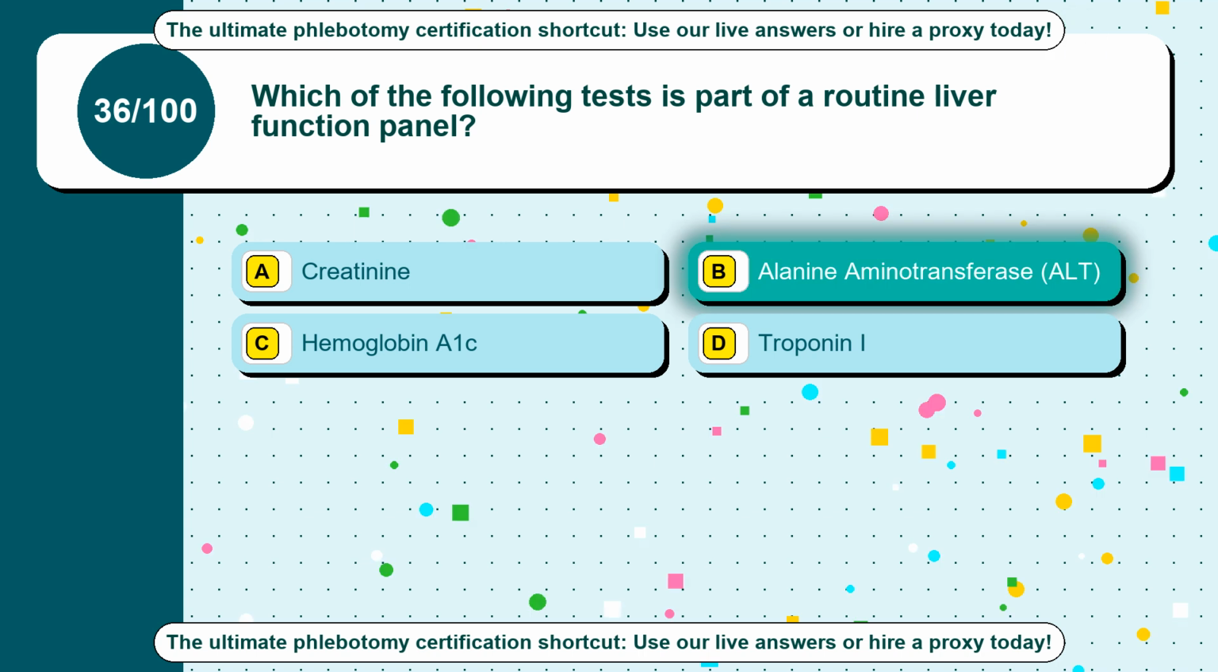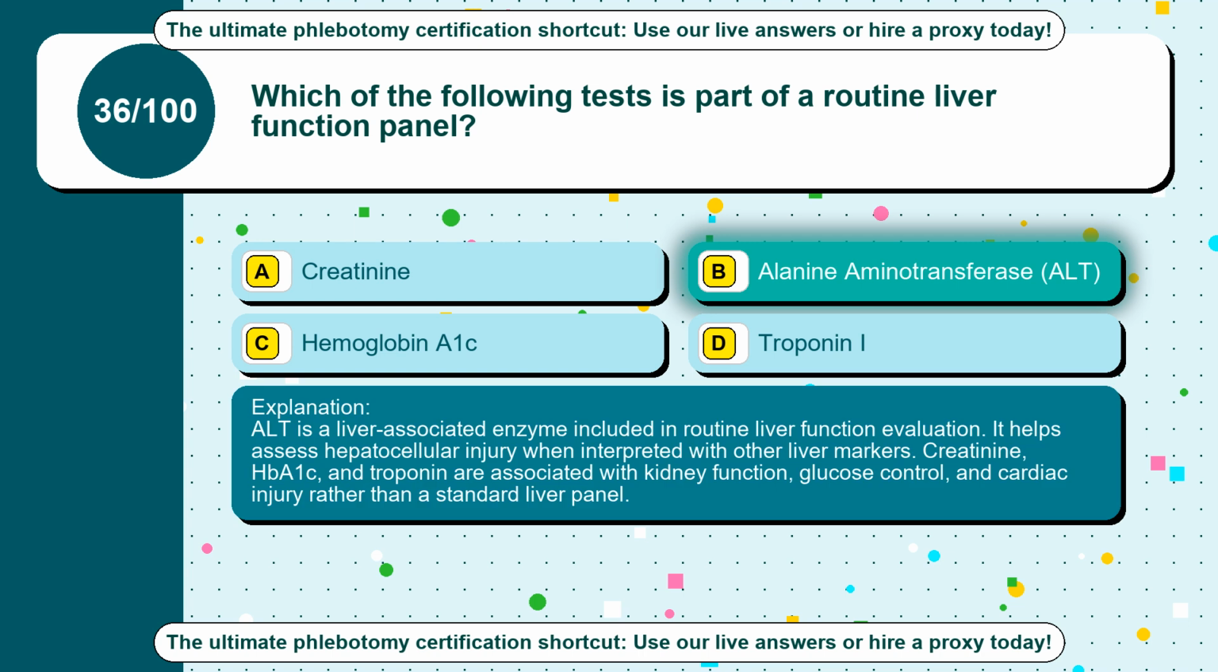The correct answer is option B, alanine aminotransferase, ALT. ALT is a liver-associated enzyme included in routine liver function evaluation. It helps assess hepatocellular injury when interpreted with other liver markers. Creatinine, HbA1c, and troponin are associated with kidney function, glucose control, and cardiac injury rather than a standard liver panel.